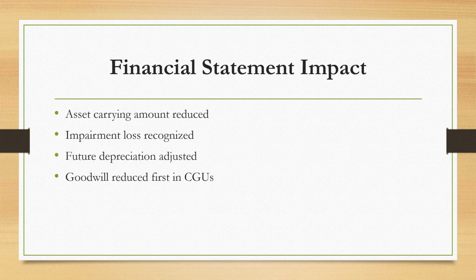When impairment is recognized, the carrying amount of the asset is reduced. The impairment loss is recognized in profit or loss or other comprehensive income, depending on the asset. Future depreciation is adjusted based on the new reduced carrying amount. In CGUs, goodwill is always reduced first.